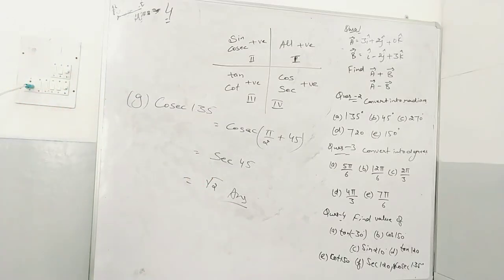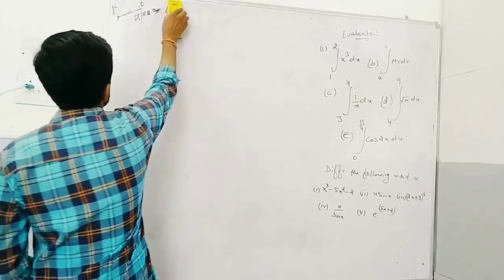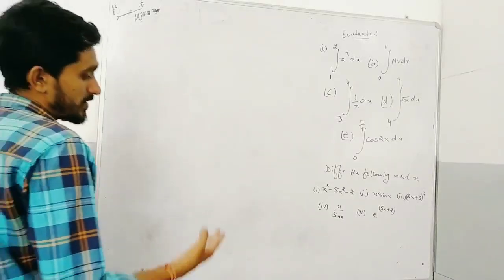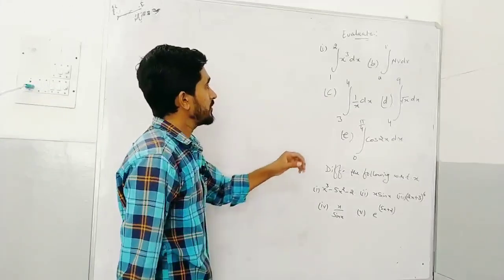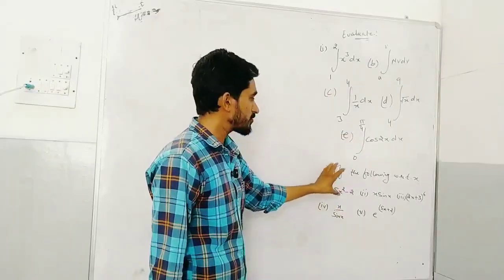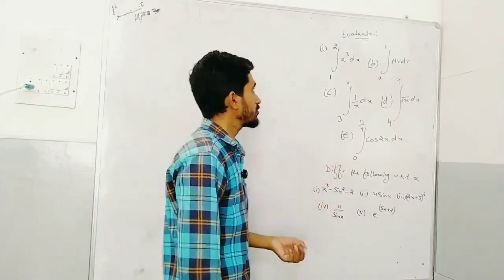Now I am erasing the whole board. If you want to note it faster. Coming to the next questions. These are other questions. The first question we have is integration within limits, and the second question is differentiate the following. All the questions are very easy. Let's do it one by one.